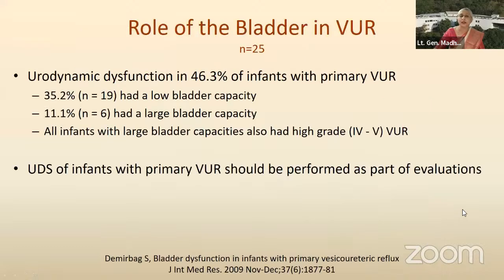So what is the role of the bladder in vesico-ureteric reflux? In fact, it is now felt that there may be urodynamic dysfunction in even up to 46.3% of infants with primary VUR. And these may be the children where the VUR does not reduce with time. And so there are recommendations that even urodynamic studies may be done, but this is easier said than done, and we would probably look at more non-invasive methods.